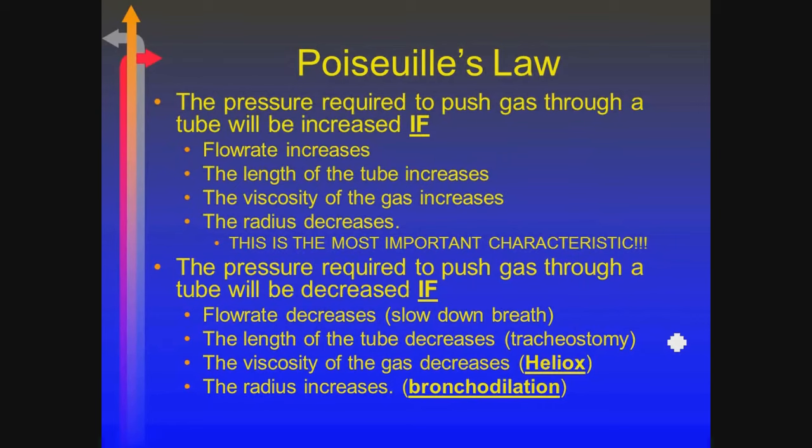Interesting thing about the viscosity. Normally, when we ventilate patients, we ventilate them with a mixture of air and oxygen. There's a mechanism by which you can ventilate them with a mixture of helium and oxygen. And helium, as we'll find, has a very low viscosity. That's why when you're being goofy and you breathe in the helium from the balloon, you sound like one of the munchkins, because the gas going through your vocal cords has a different viscosity. And then finally, bronchodilation. If I make the airways larger by relaxing the smooth muscle that's constricting them, which is what we do with asthmatics, less pressure is required.